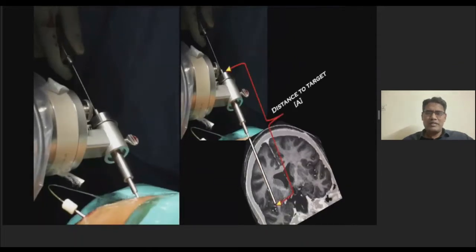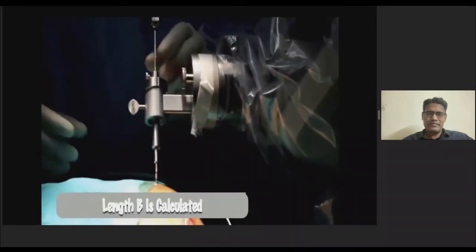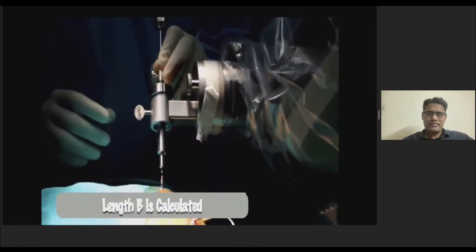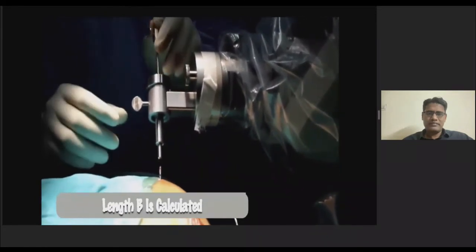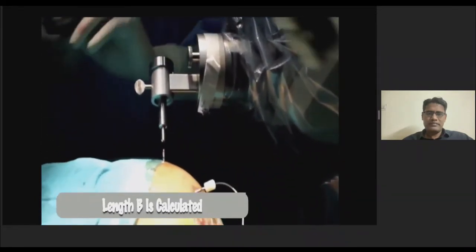This is the important part here. Distance B is measured as shown in the video. It is imperative at this step to avoid moving the robotic arm till the insertion of the electrode is complete.